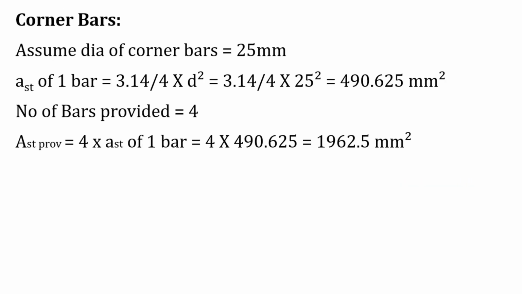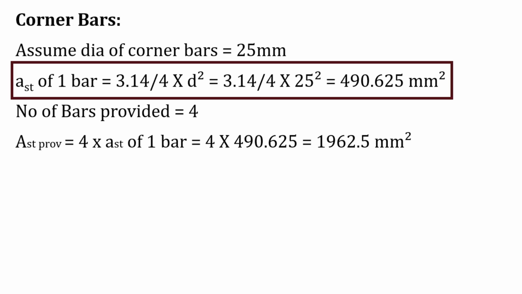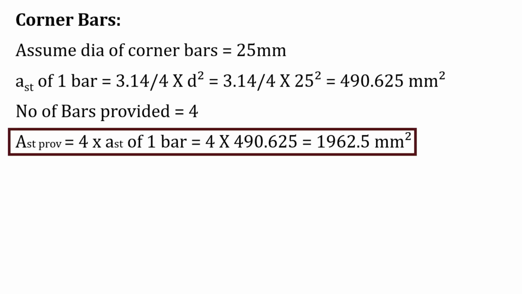Now, assuming the diameter of corner bars as 25 mm, we can calculate the area of one bar. AST of one bar will be equal to pi by 4 d square, where d is the diameter of the longitudinal bar. Since there are 4 corner bars, the AST provided will be equal to 4 times AST of one bar, which will be equal to 1962.5 mm square.